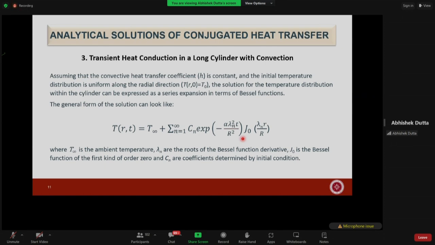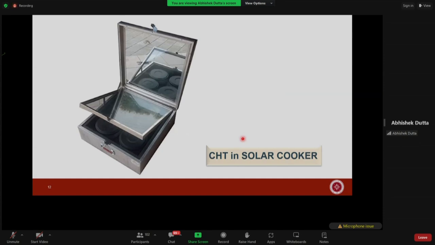Okay, so now having said all these stories about analytical solutions, and sincerely encouraging you all to focus on analytical solutions, let's go to one of the numerical examples of conjugated heat transfer in a solar cooker.